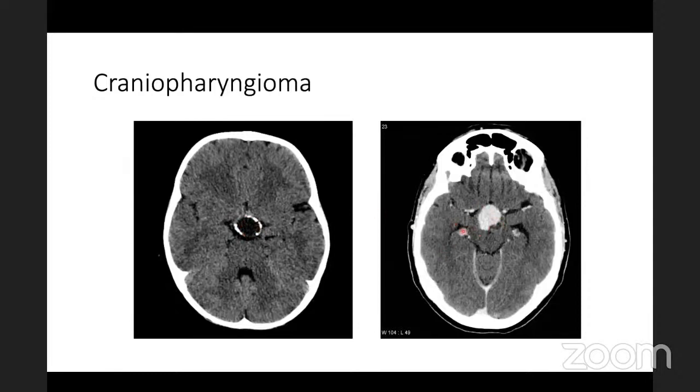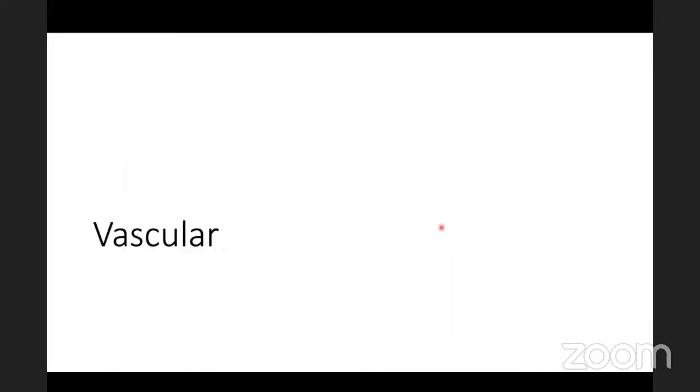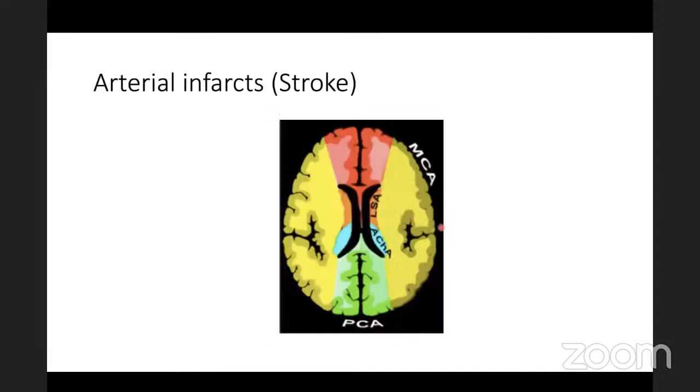So it is again a contrast enhancing lesion, which is shown on the right side. So this is craniopharyngioma. I'll show you a certain vascular conditions before I conclude. So you should know how the vascular territory is distributed.